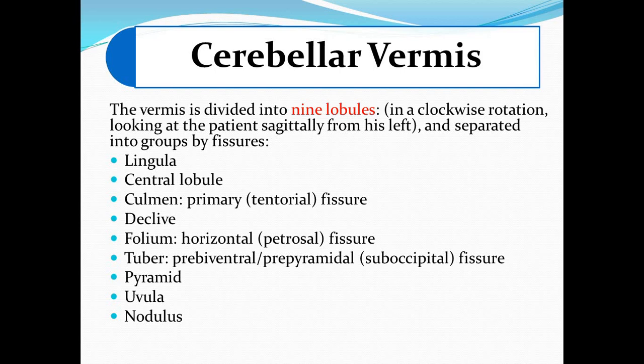Here we talk a little bit about the cerebellar vermis. It is divided into 9 lobules in a clockwise rotation, looking at the patient sagittally from his left. And these lobules are separated into groups by the fissures that we already talked about. These lobules are confusing a little bit, but the good news is that you don't need to remember all of them, and they are not that much practical when you are interpreting the images.